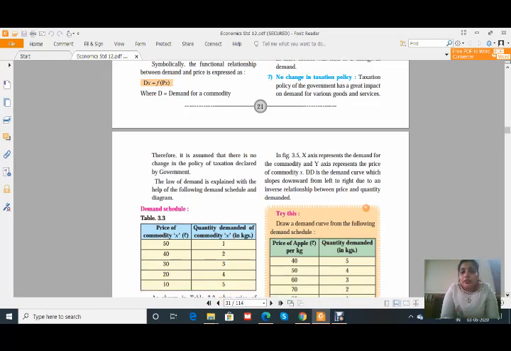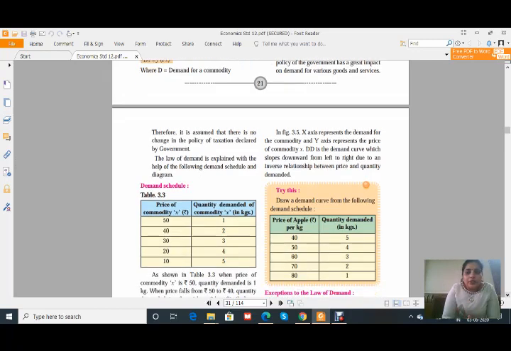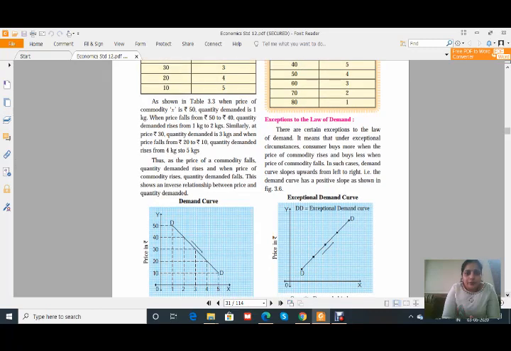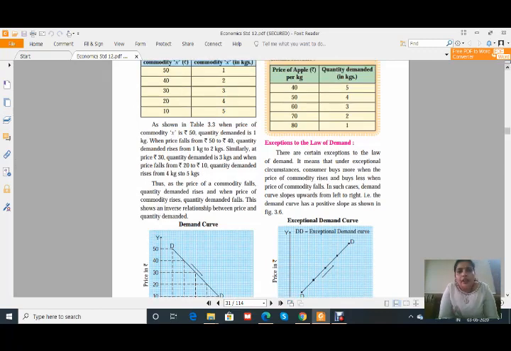After the explanation of the law, you have to write the demand schedule, then the diagram for that, and after that your assumptions. So you have to write the answer in that way. Okay, now I have explained the explanation of the law of demand. Now I will explain the demand schedule and demand curve. As shown in table 3.3, when the price of commodity X is rupees 50, quantity demanded is 1 kg. See, this is the schedule given that at price 50, quantity demanded is 1 kg. As the price goes on decreasing, demand for the commodity will increase.